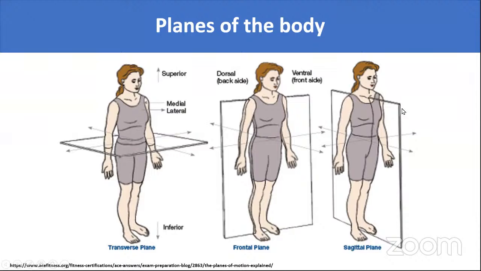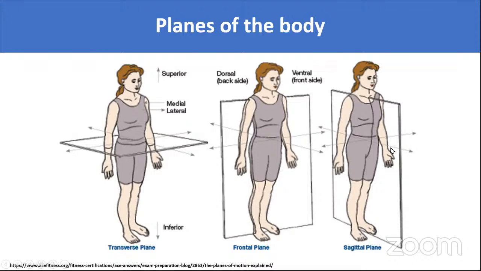Now this sagittal plane divides the body into two parts, the right part and the left part. Of this individual, this is the right part and this is the left part. Whereas when we are facing our screen, this part is right and this part is left. But for this person, this part is right and this part is left.